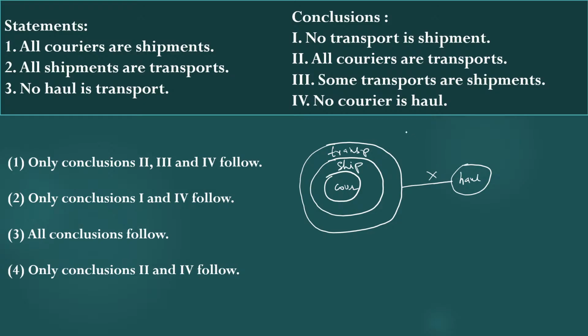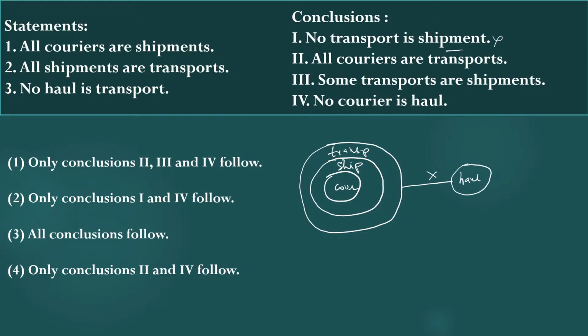So what conclusions are given? Conclusion 1: no transport is shipment. If you see that all couriers are shipments and all shipments are transports, we can write that couriers are also transport. Some transports are shipments, some shipments are couriers. Here the conclusion says no transport is shipment, but some transport is shipment, so conclusion 1 does not follow.